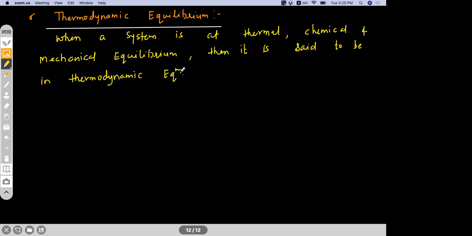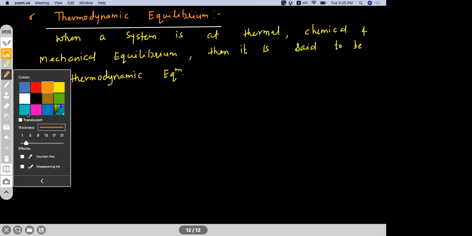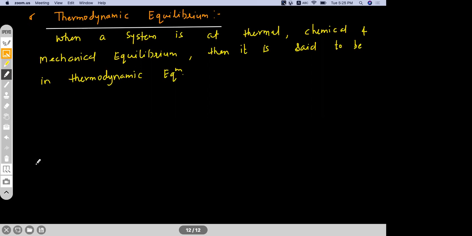We'll have a chapter of equilibrium also, chemical equilibrium and ionic equilibrium, which we'll discuss after this chapter. There you will have the understanding of what this equilibrium means. Briefly, I'll just give you the meaning of this. What is thermal equilibrium? What is chemical equilibrium and all, right? Thermal equilibrium is the one in which the two objects or two systems are at the same temperature.